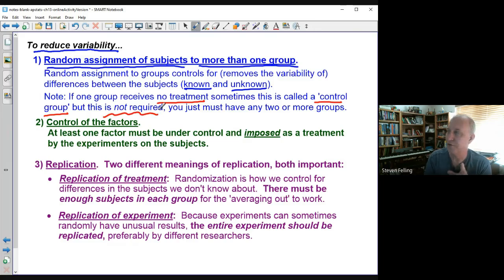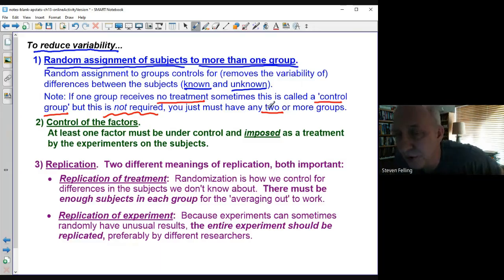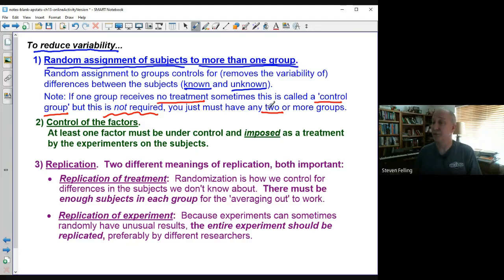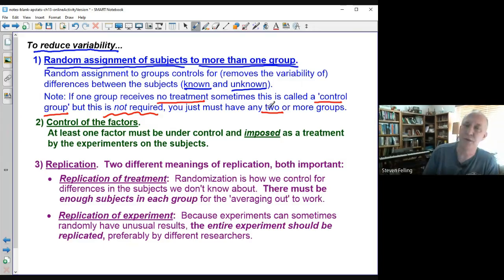You don't have to have a group that receives no treatment. You just have to have at least two groups that receive different treatments. And it could be that they're both getting a treatment. For example, we could have decided to give group one a half dosage of the drug and group two the full dosage of the drug and have no one receive no drug at all. If we do happen to pick that one of the treatments is no treatment at all, then that group has the special name control group.